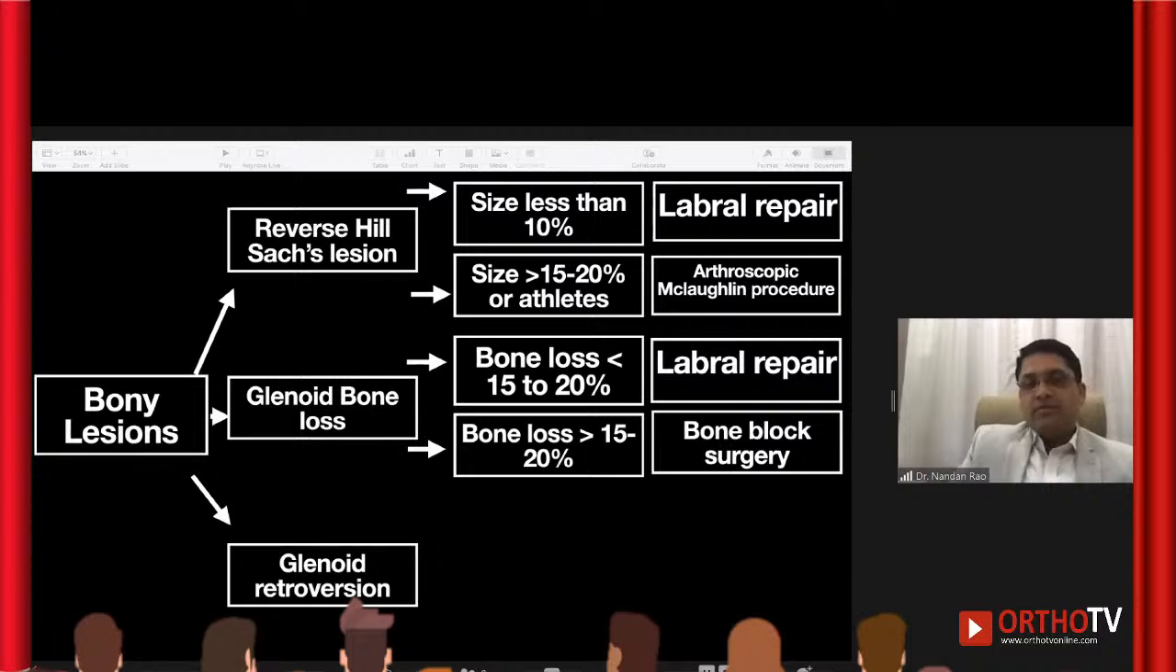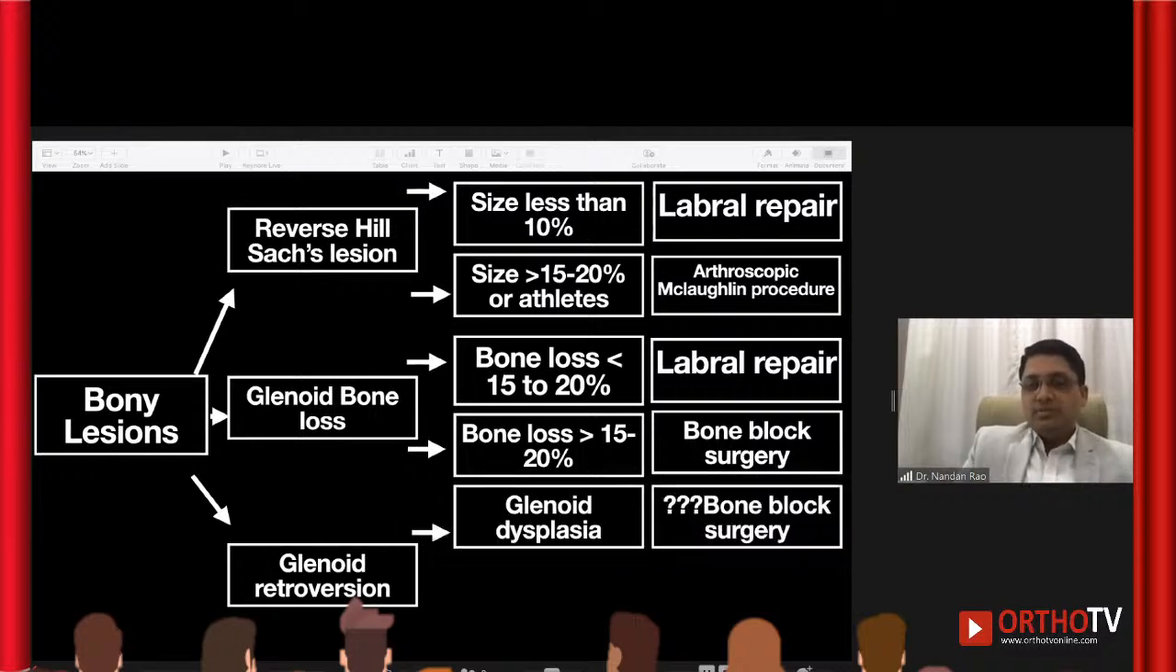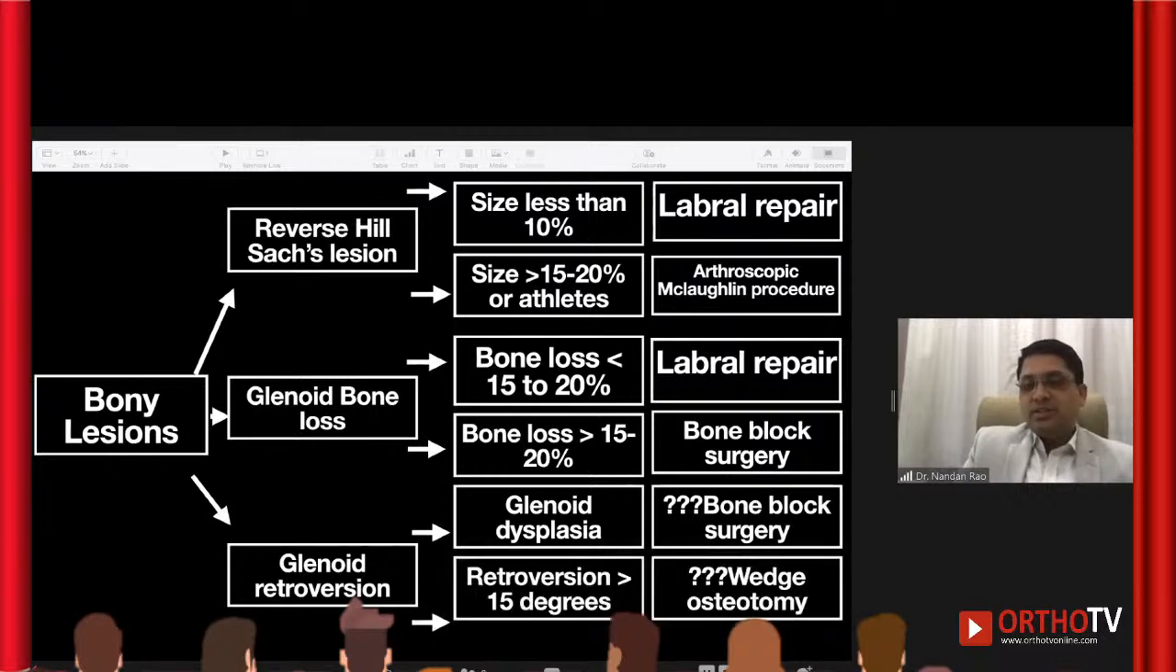The last topic of glenoid retroversion and glenoid dysplasia is still controversial. There are many studies coming out with ideas of treating these patients, but there is nothing concrete. As such, in patients with glenoid dysplasia, a bone block surgery is controversial, whereas in patients with retroversion more than 15 degrees and in the setting of revision surgery, the usefulness of osteotomy is still being investigated.